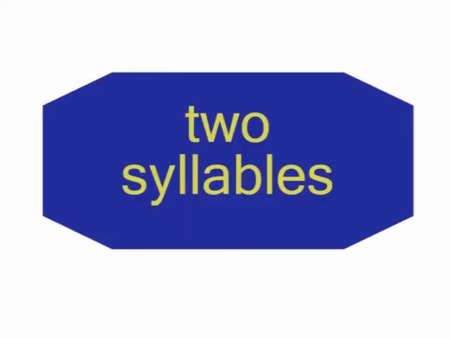H-E-L-P. Help. If a verb or an action word ends with a consonant, to make it past tense, you normally add an ED. Helped. Help, helped. Now let's learn some words that have two syllables.